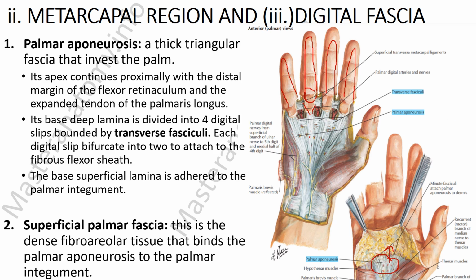Now the second here is the superficial palmar fascia. Now this fascia is a fibroareolar fascia that binds the palmar aponeurosis to the palmar integument. So this is the superficial palmar fascia.